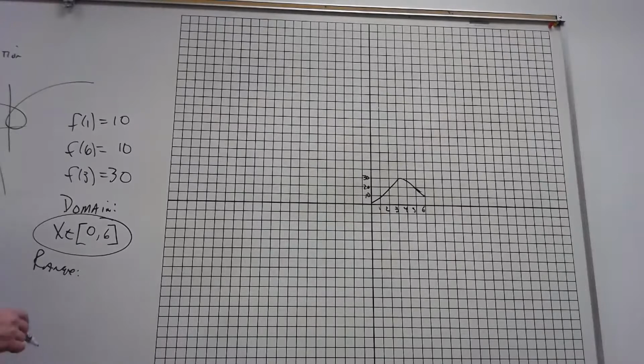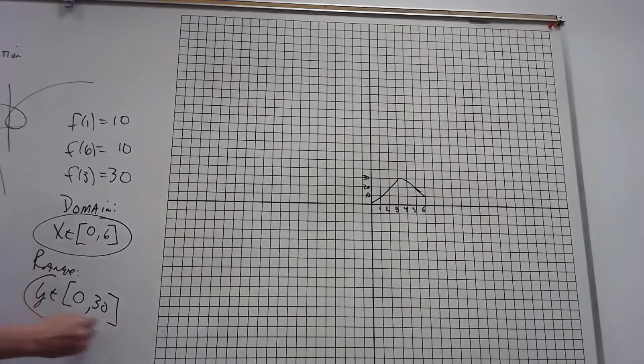What's the range? 0 to 30. Tell me about brackets too. So it would be square brackets, 0, comma, 30, square bracket. And then what did you forget? I forgot the y. y is an element of. Okay? This isn't too bad. You guys like this chapter, right?